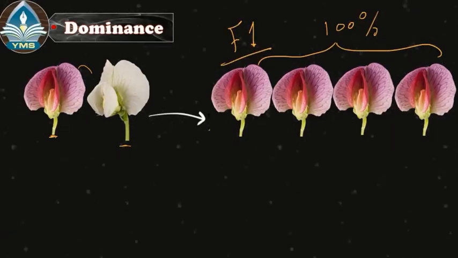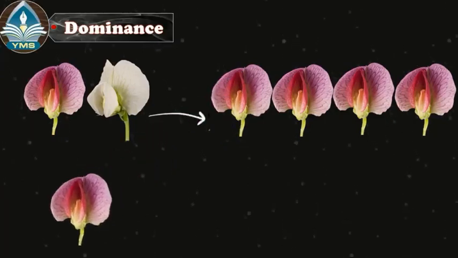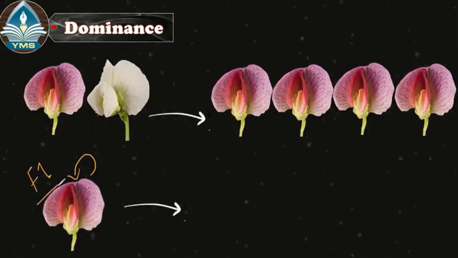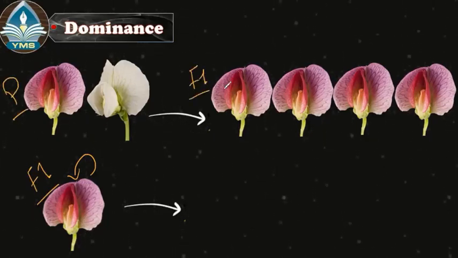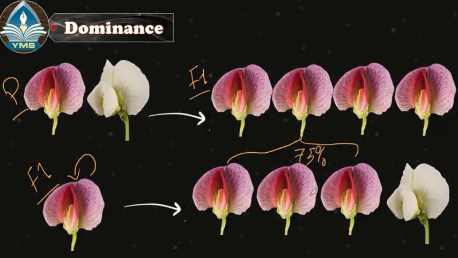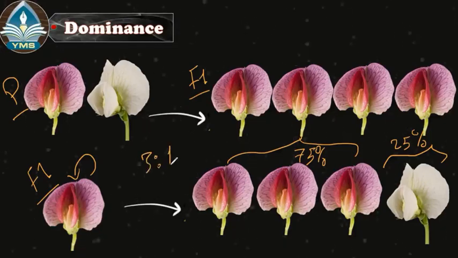And then he took one of this first filial generation and self-pollinated it. This is the parents, this is the first filial generation. He took one from the first filial generation and self-pollinated it, and he got the same result as the first one. He got 75% pink and 25% white. The same ratio, 3:1.